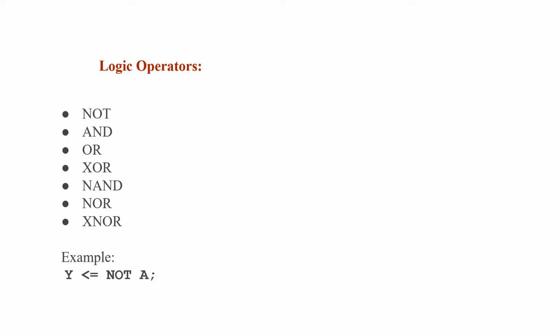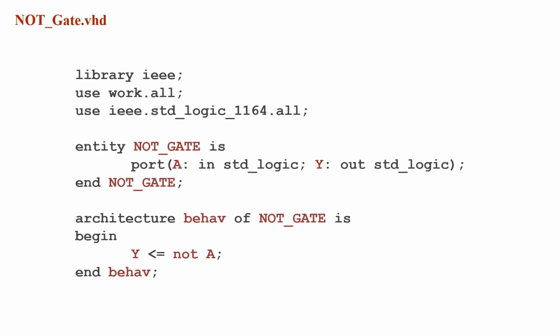Logic operators in VHDL include the NOT, AND, OR, XOR, NAND, NOR, XNOR. So these are the words that describe the operator. You can use them as they are. An example would be Y is equal to not A. The symbol here is actually the assignment operator. So Y is assigned a value equal to not A. This is the simplest behavioral modeling code. It's the NOT gate code.